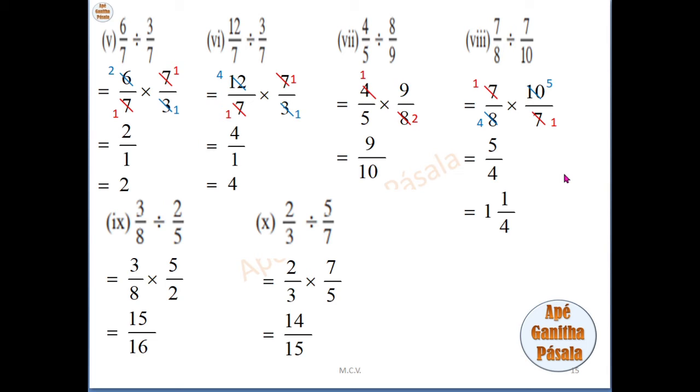Now multiply. 1 into 5, 5. 4 into 1, 4. 5 over 4. 5 over 4 is an improper fraction. The equivalent mixed number is 1 and 1 over 4.